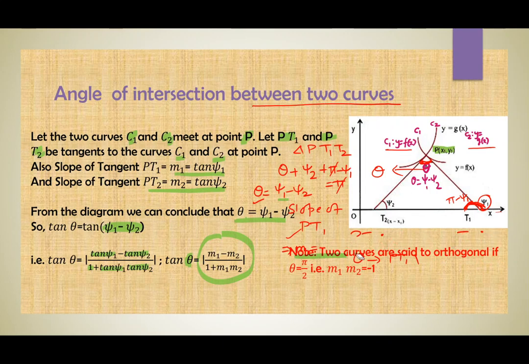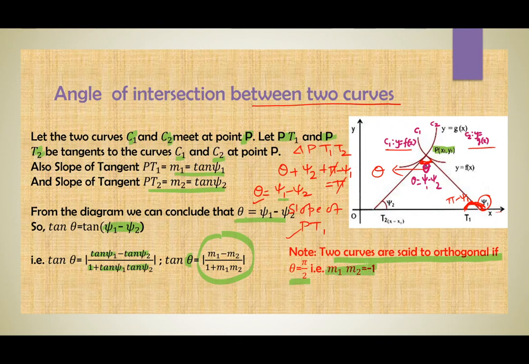Now, I think I have written one note here, and for that I just need to remove this portion. Now, just see here. Notice that two curves are said to be orthogonal if theta is equal to pi by 2, that is m1 into m2 is equal to minus 1.